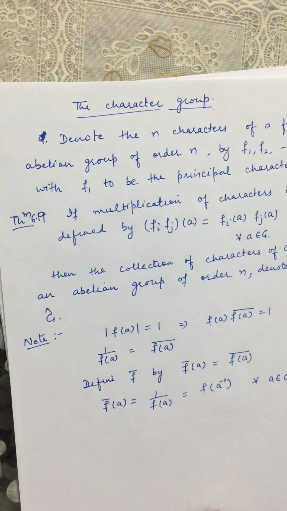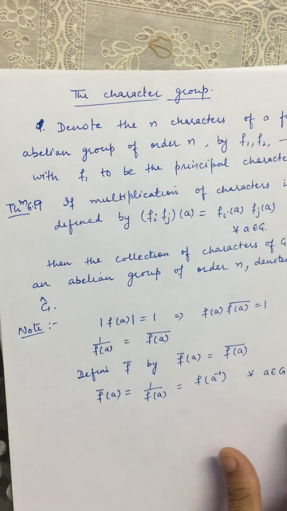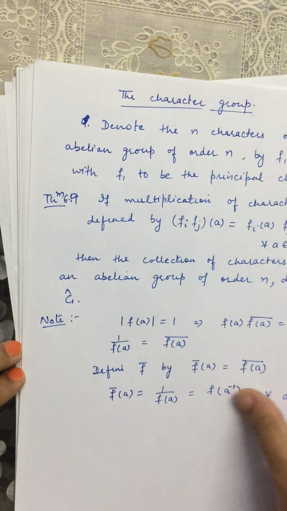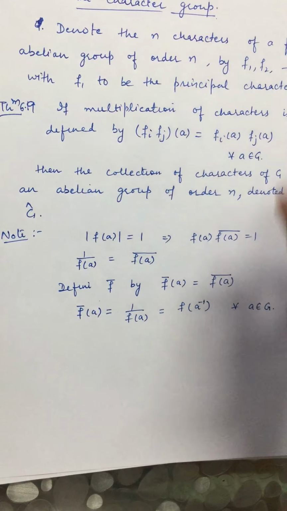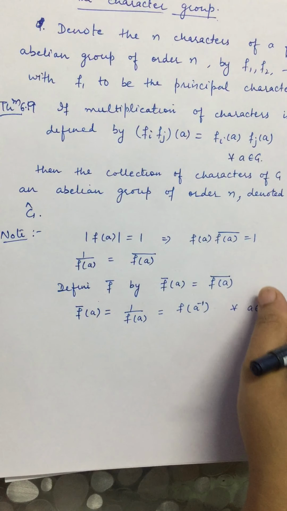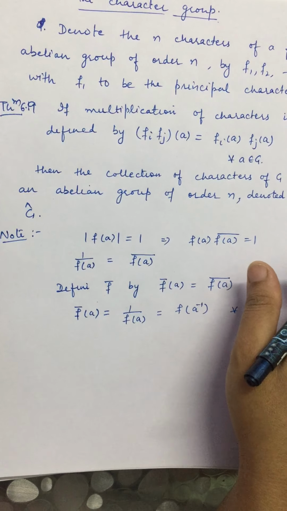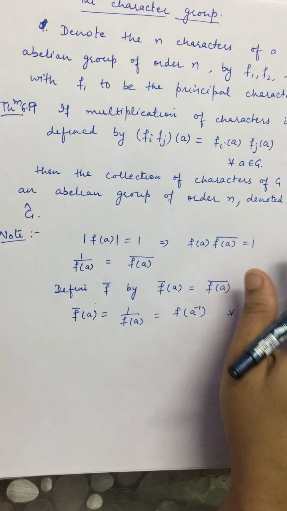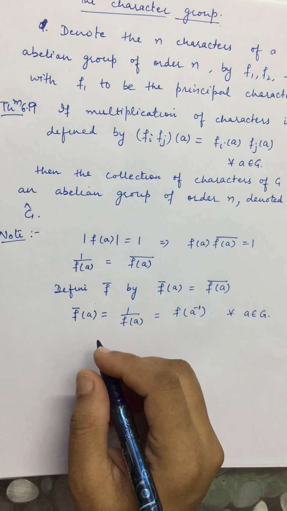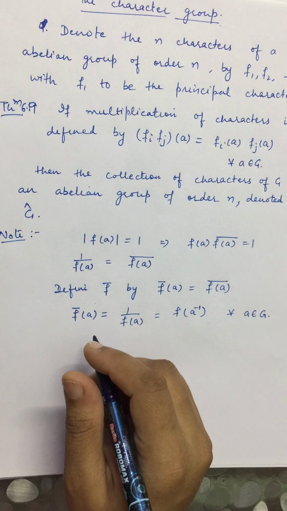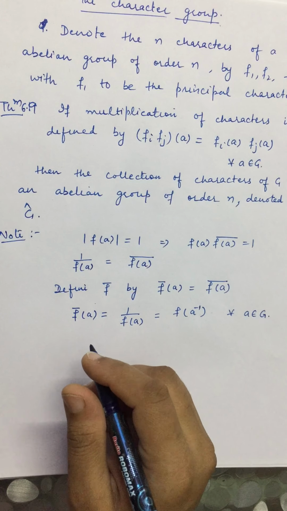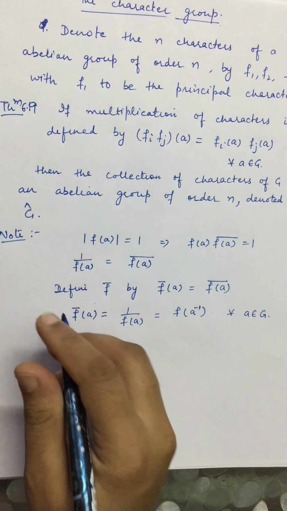Now we prove some orthogonality relations for characters. For this section, we will assume that G is a finite abelian group of order n with elements a1, a2, a3 up to an, with a1 to be the identity element, and we will assume that f1, f2, ..., fn are characters of G, with f1 the principal character.